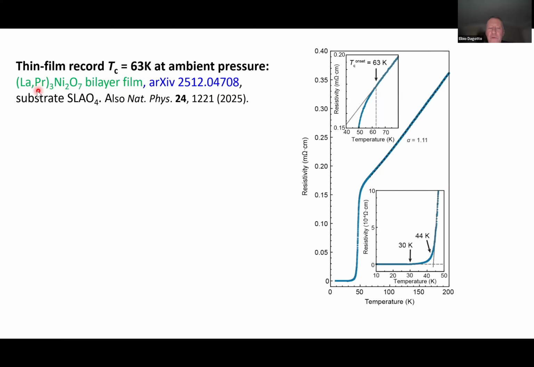So they love to intermix these 2 elements. Both of them are in a 3+ valence. And here is the resistivity plot. The onset is at 63.